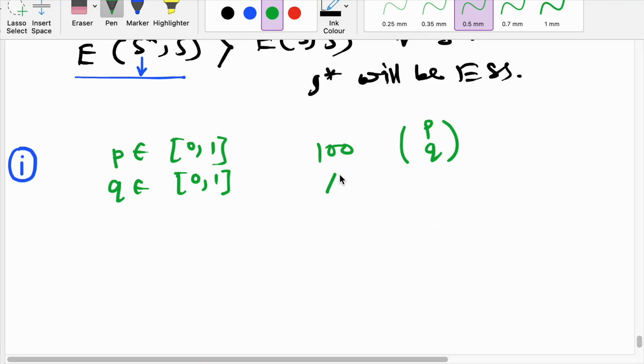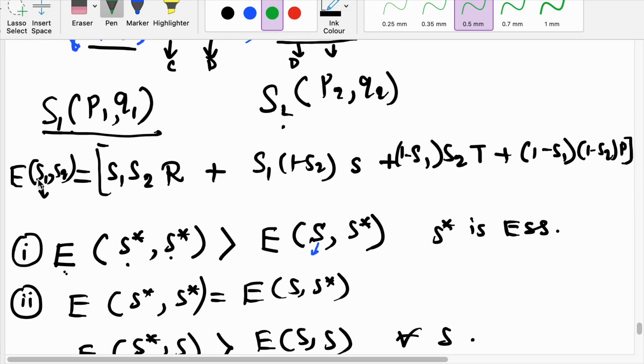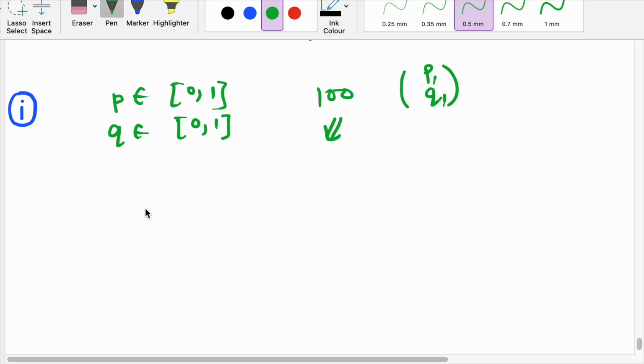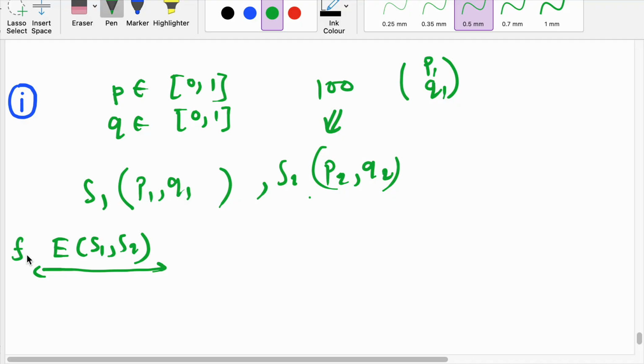Now with 100 strategies, since I know each strategy's P, Q values, I can calculate the expected value of one against another. Suppose one strategy is P1, Q1 and another strategy is P2, Q2. Using this relationship, E(S1, S2), where this is S1 and this is S2, I know exactly how much a player playing strategy S1 and interacting with S2 will get on average. So I know now this will be the fitness of S1.